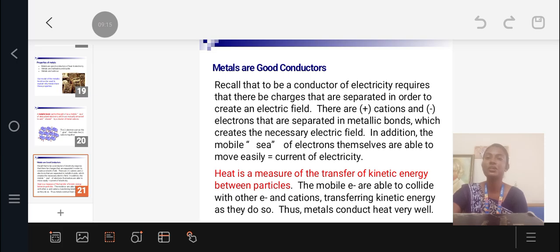Heat is a measure of the transfer of kinetic energy between particles. The mobile electrons are able to collide with the other electrons and cations, transferring kinetic energy as they do so. Thus metals conduct heat very well.